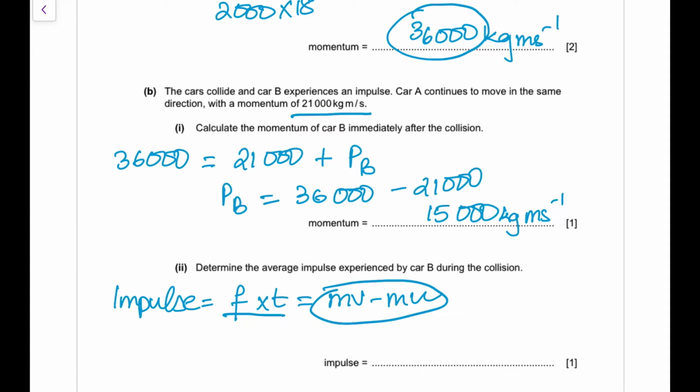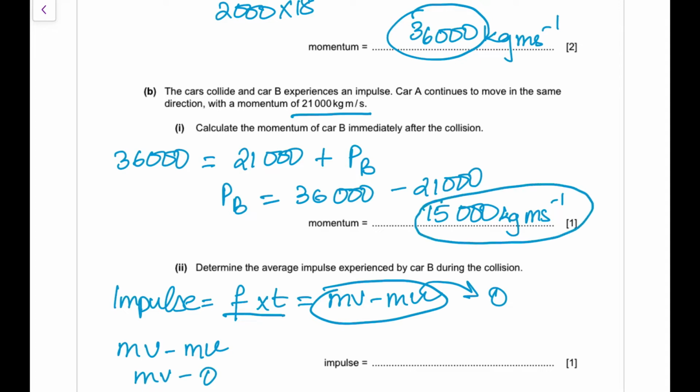And the initial momentum of car B was 0. That means impulse, mv minus mu over here, would be mv minus 0. And as we calculated over here, the momentum of car B right after collision is 15,000 kg meters per second, which will be equal to the impulse over here.